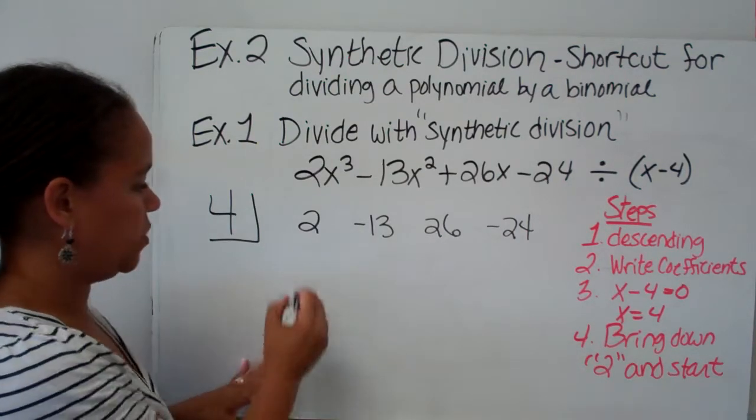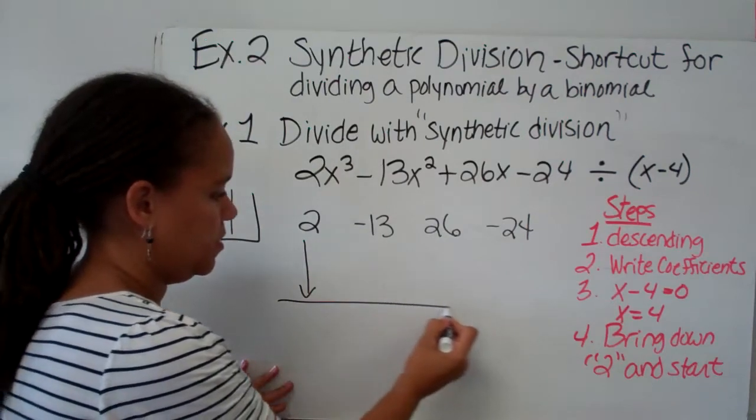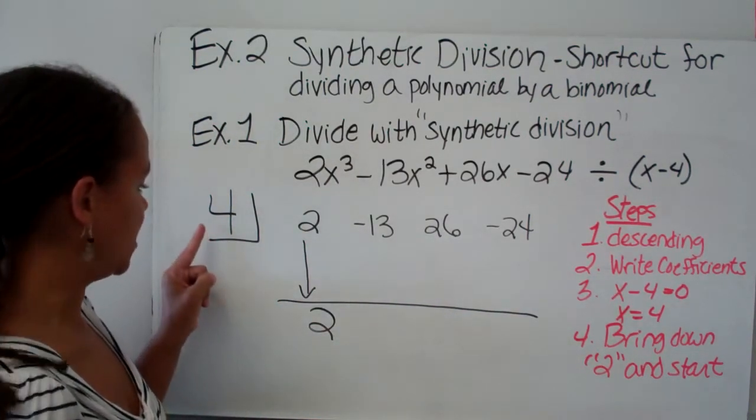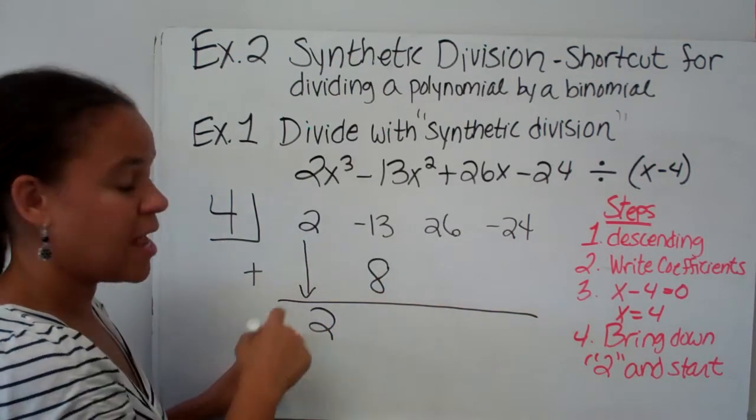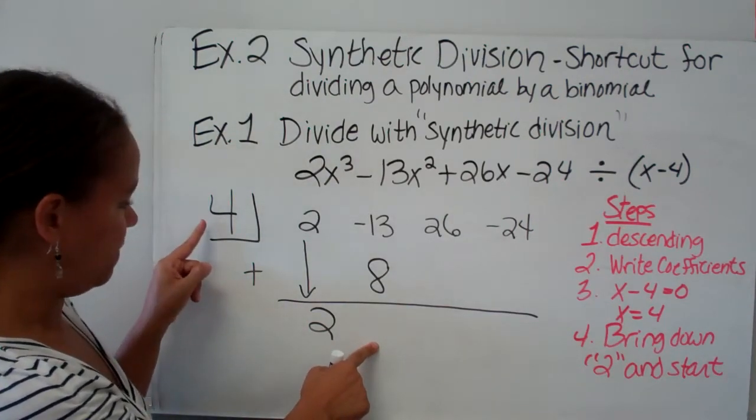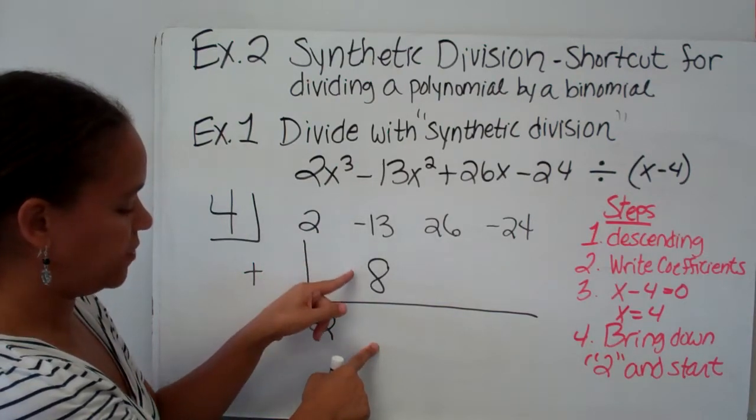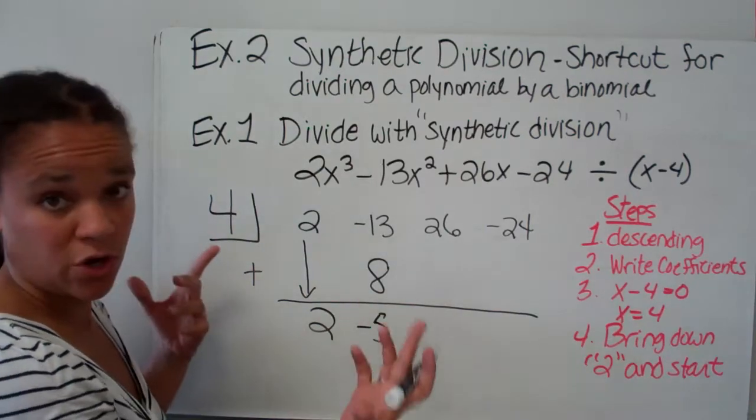Now we bring down the 2, and we begin. So here's how it works. You just start with the 2. You multiply. You say 4 times 2 is 8. Add them up and bring it down here. So I got the 4 went from there. 4 times 2 was 8. And then I'm going to take negative 13 plus 8. I'll get negative 5. Now, start over again.